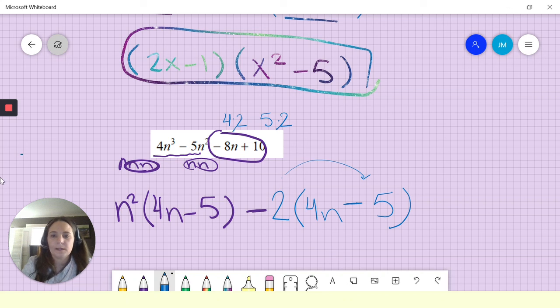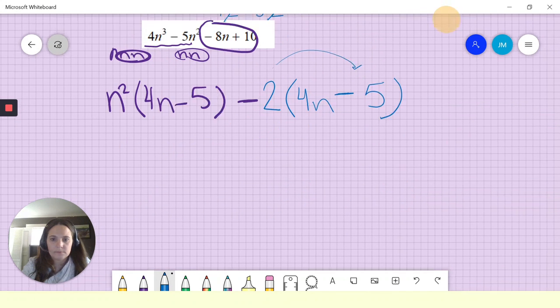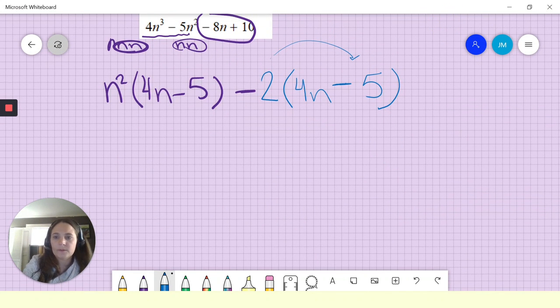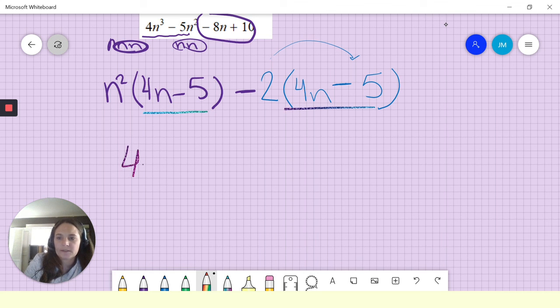Okay, so let's pull that down a little bit. Okay, so now we're going to factor it one more time. And we're going to say we have a common factor of 4n minus 5. So that's going to come into one set of parentheses. And then our other factor is n squared minus 2.